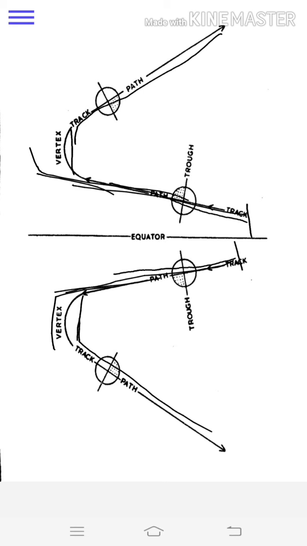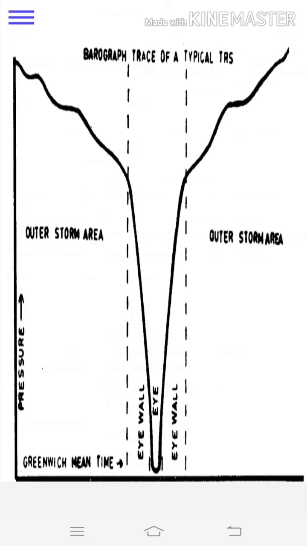So now let's talk about the structure. This is a simple barograph graph of a typical TRS. The TRS has a structure of an eye or vortex. This area is the eye, with a diameter of 4 miles to 30 miles, the average being 10 miles. The eye area is very calm, with no revolving of water or air, nothing at all. It's very calm air.